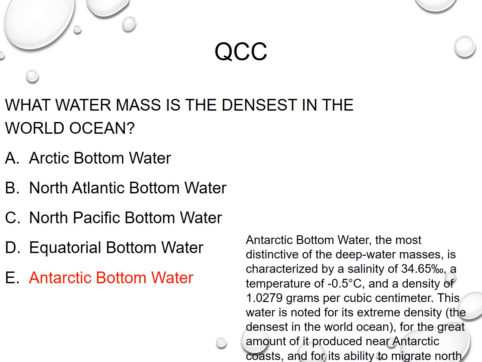The Antarctic bottom water, the most distinctive of the deep water masses, is characterized by a salinity of 34.65 per mil, a temperature of 0.5 degrees centigrade, and a density of 1.079 grams per cubic centimeter. This water is noted for its extreme density, the densest in the world ocean, for the great amount of it produced near the Antarctic coast, and for its ability to migrate along the seafloor north. So this concludes chapter 9.